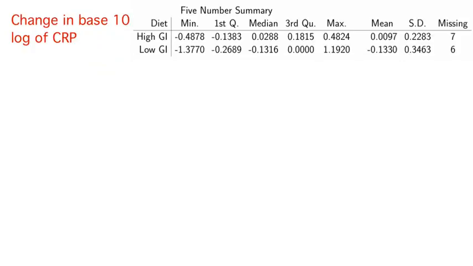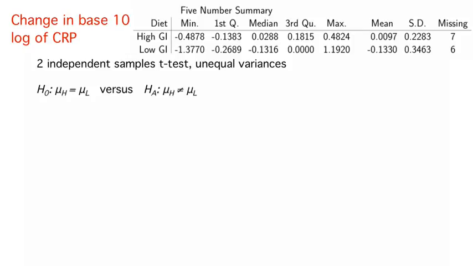Again, the log of CRP is a quantitative variable, so we can use a two independent samples t-test to test whether or not the means are equal in the two diet groups, and again we'll work with the unequal variances case of that test. So our null hypothesis is that the means are equal in the high and low GI groups, and the alternative is that they're not equal. We have 41 observations in the high GI group and 49 in the low GI group.